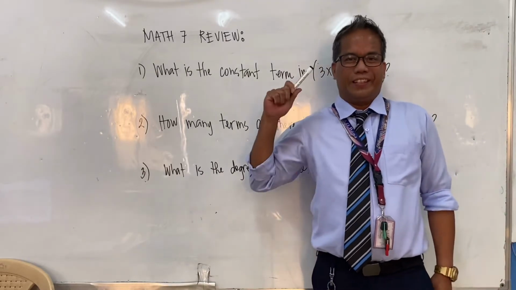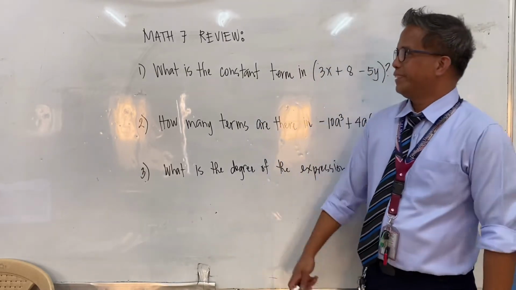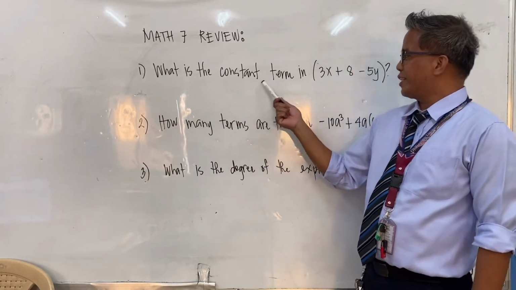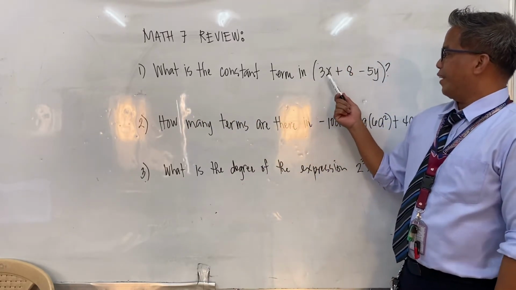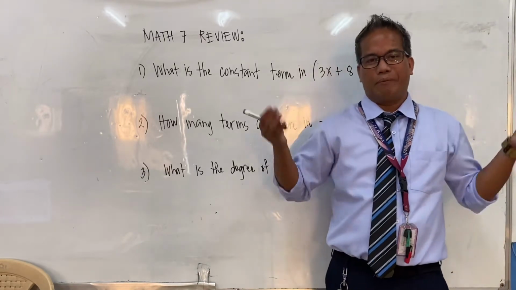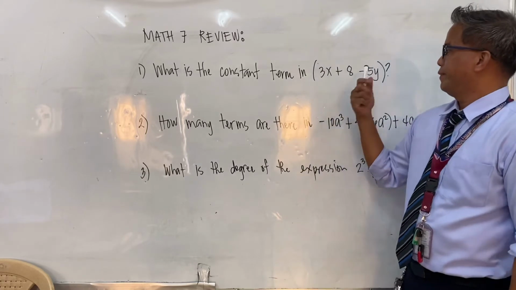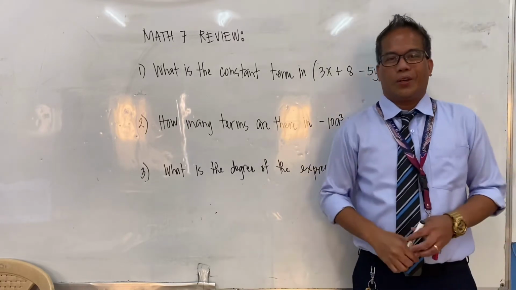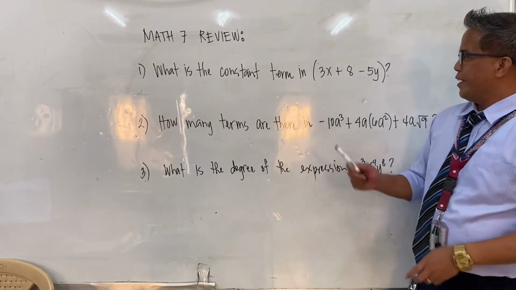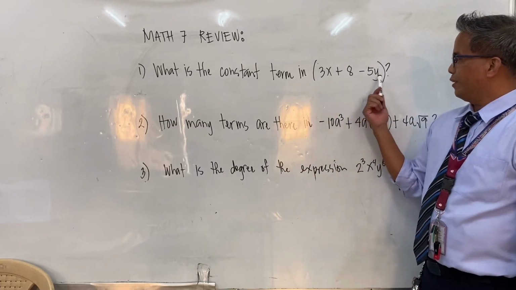Grade 7, let's have a review. Number one question, what is the constant term in 3x plus 8 minus 5y? So we have the parenthesis here. How many, or what is the constant term? So there are three terms, 1, 2, 3.